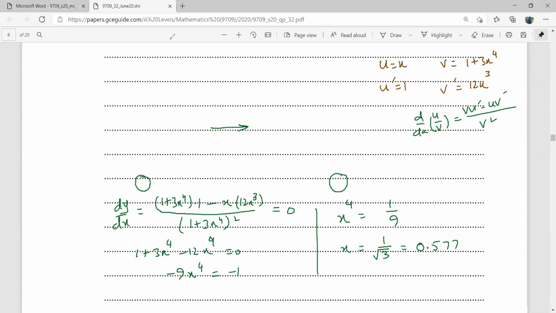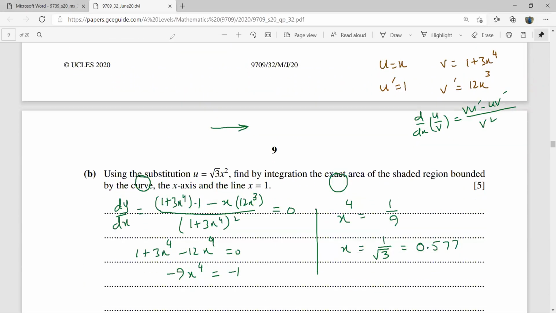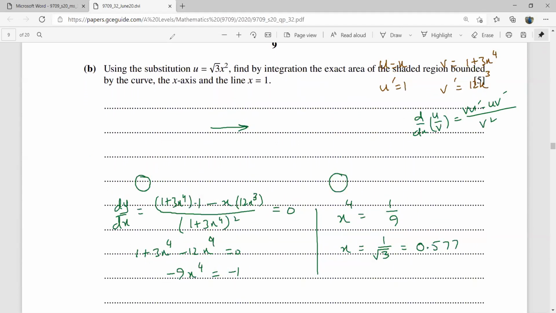Let's see what is there in the second part, part B. It says, using the substitution. Let me write this substitution here: u equal to the square root of 3x squared. We have to find the exact area of the shaded region.